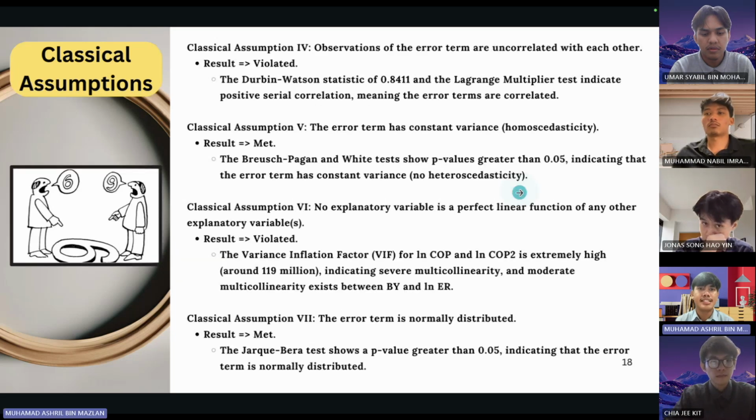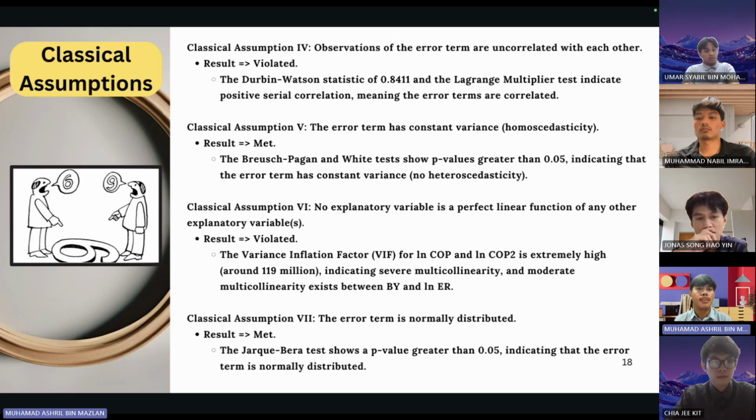For classical assumption 4, observations of the error term are uncorrelated with each other. The result is violated. Same as classical assumption 3 just now, because the Durbin-Watson and also LM test indicate a positive serial correlation, meaning the error terms are correlated.